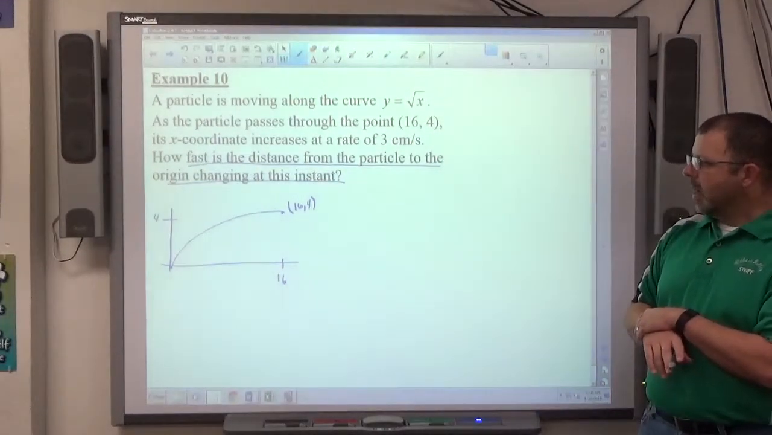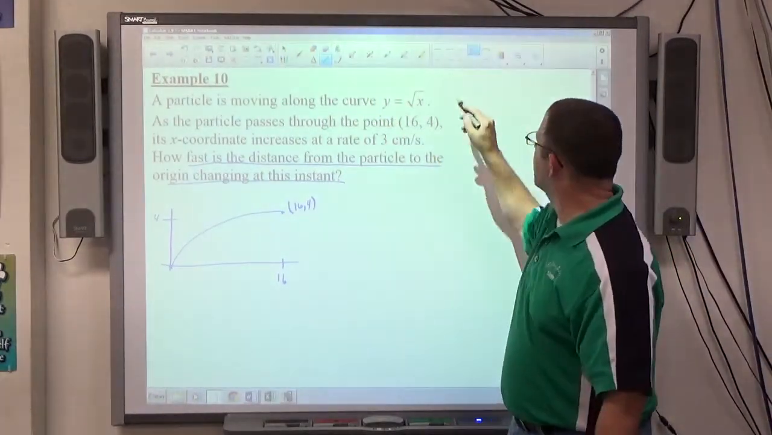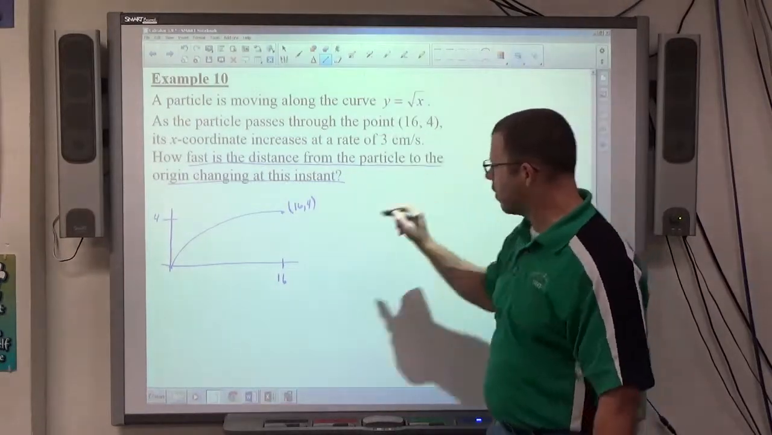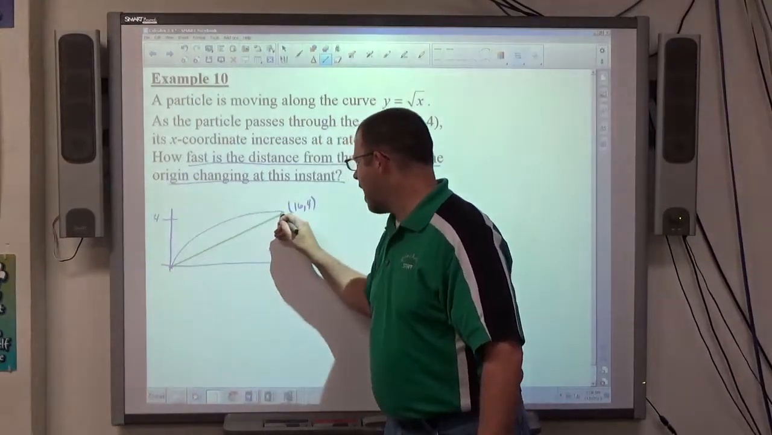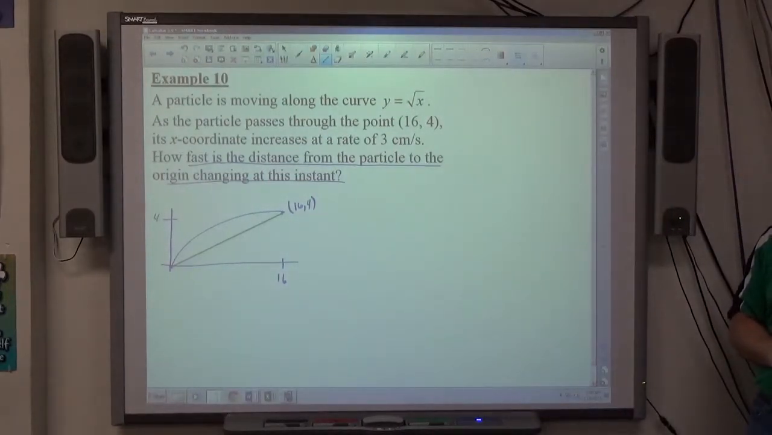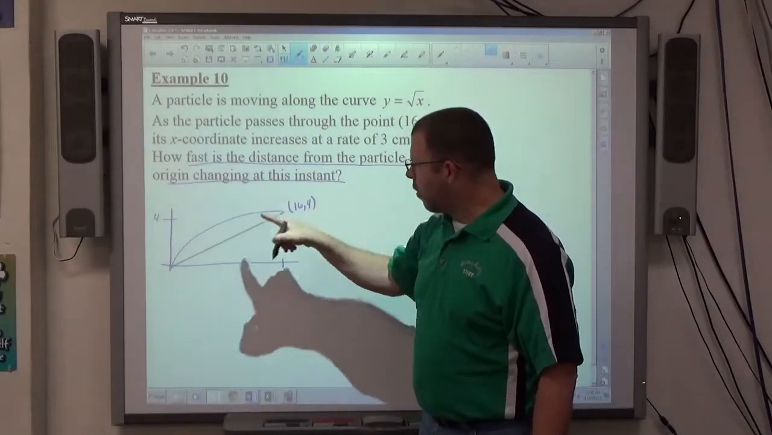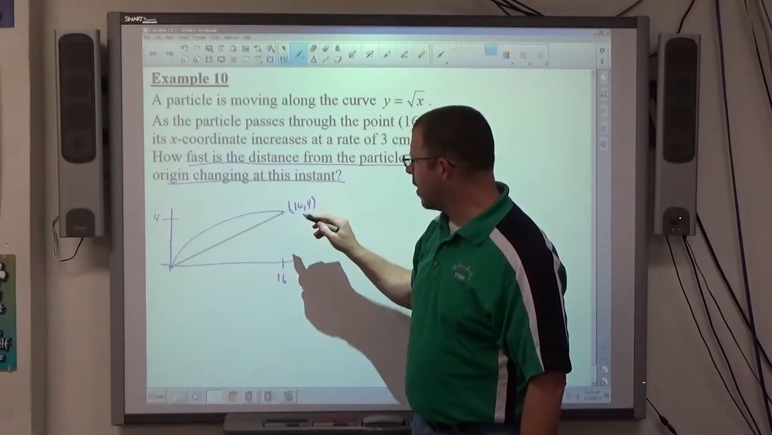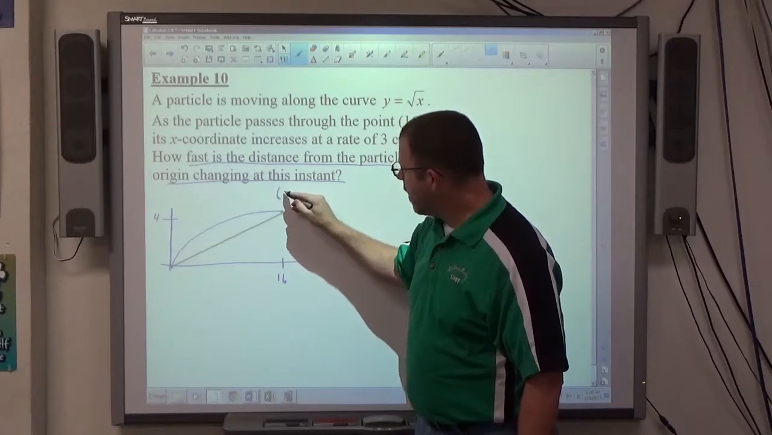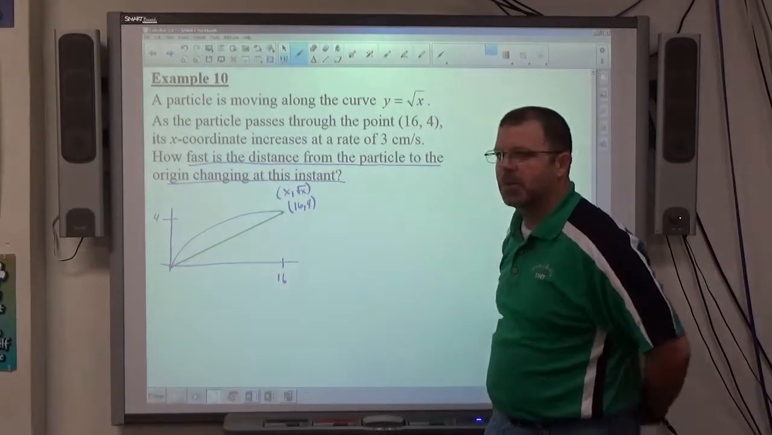All right? Now, what I'm being asked here is not how quickly y changes, I'm not asked for dy dx, I'm asked for how fast the distance is changing. And what I want you to recognize here is that points on this graph are in the form of (x, y), but officially that's (x, the square root of x).